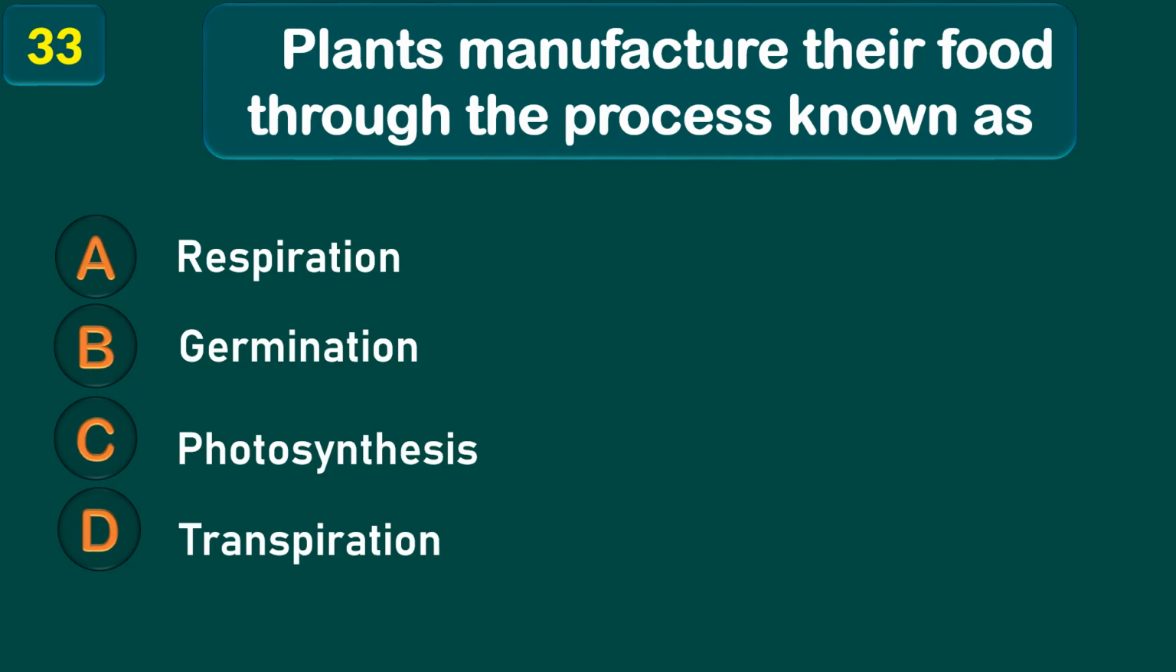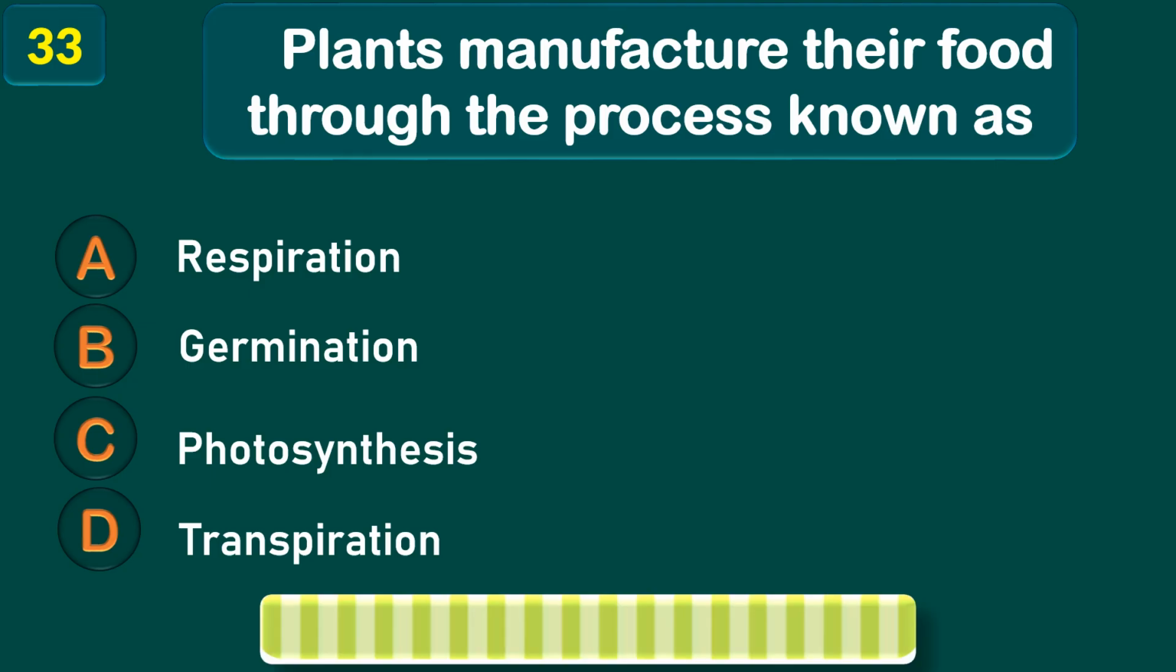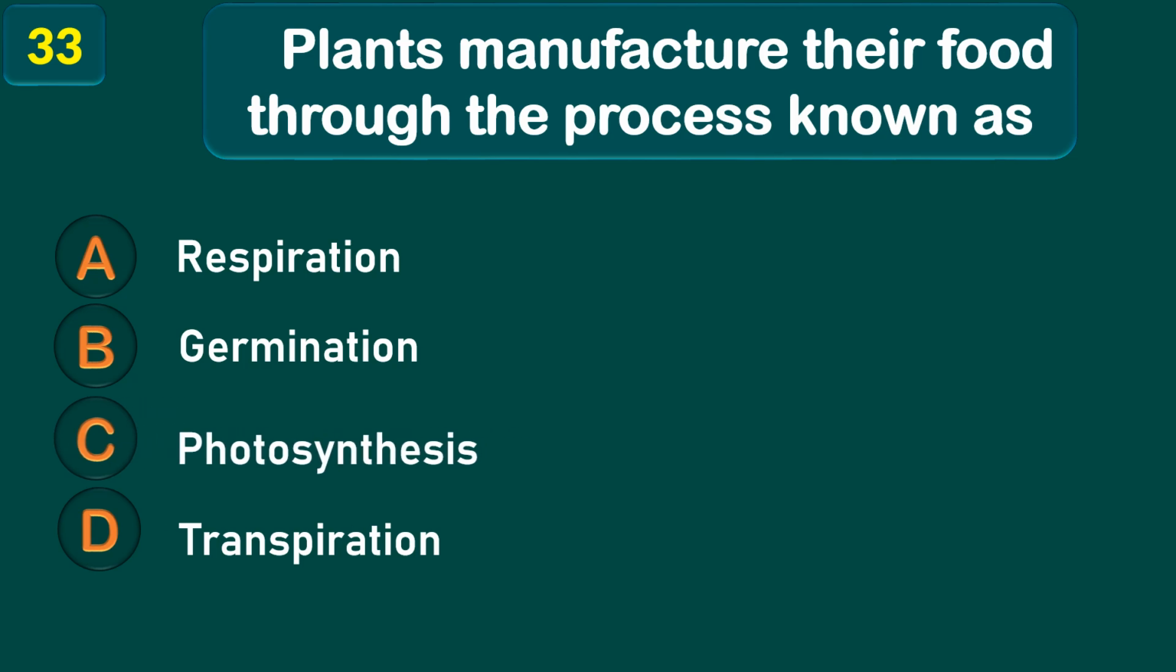Plants manufacture their food through the process known as A. Respiration, B. Germination, C. Photosynthesis, D. Transpiration. Answer: C. Photosynthesis.